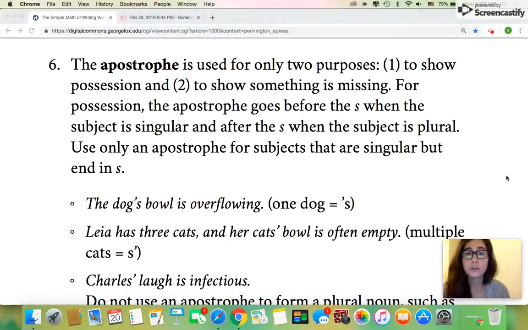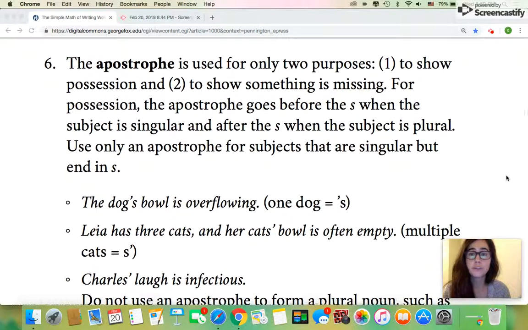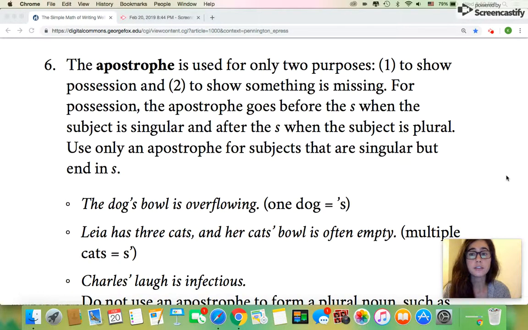Today I'm going to give you a brief overview of how apostrophes work. So on the screen I have an excerpt from The Simple Math of Writing Well by Dr. Jenny Harrop. On here you can see the two main reasons, the two only reasons that apostrophes are used. And that is first to show possession, so that something belongs to something else. And second to show omission, meaning something has been left out or is missing.